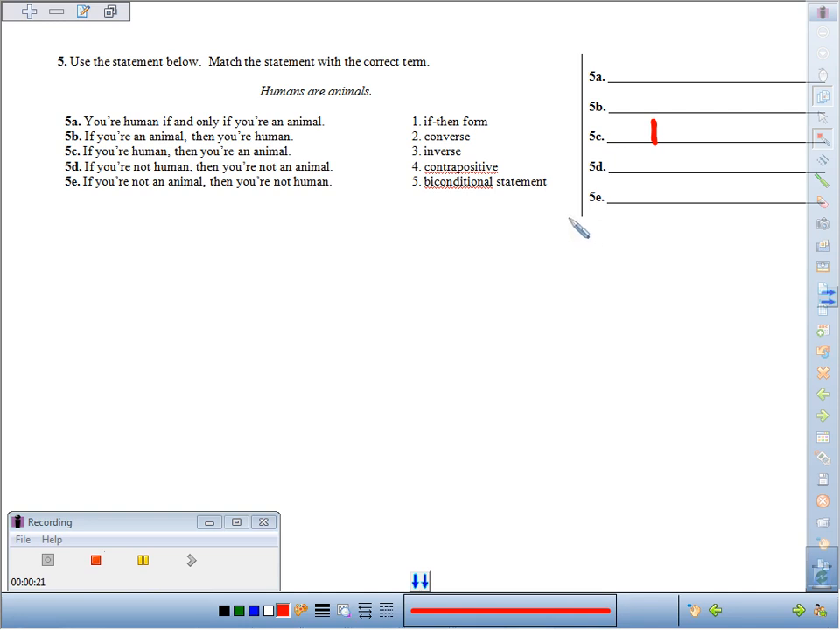Now the converse is when you flip the if-then statement. So if you're a human, then you're an animal. You switch it: if you're an animal, then you're human. So 5B, that's the converse. That would be number 2. 5B is 2.